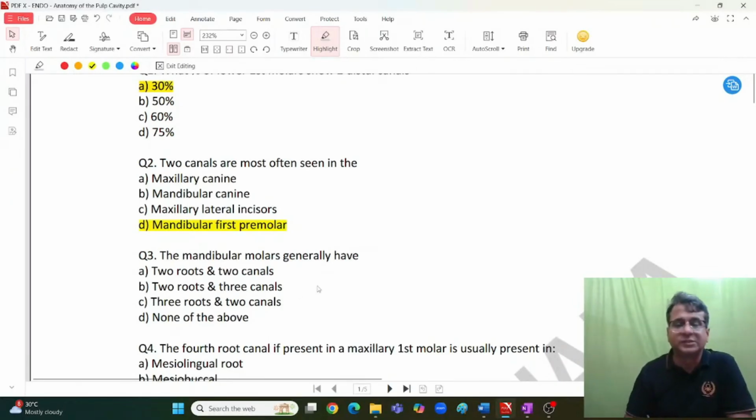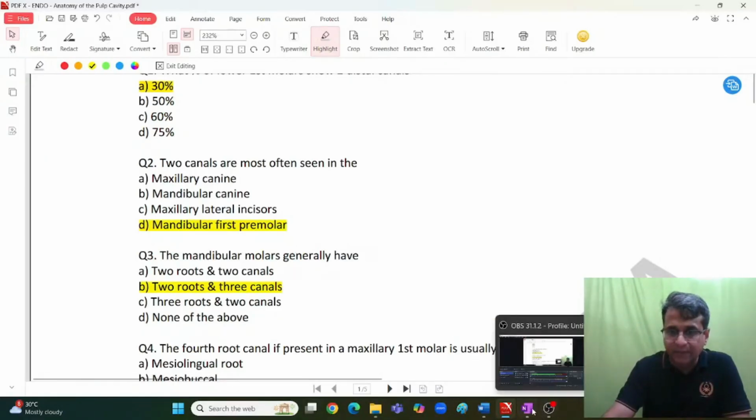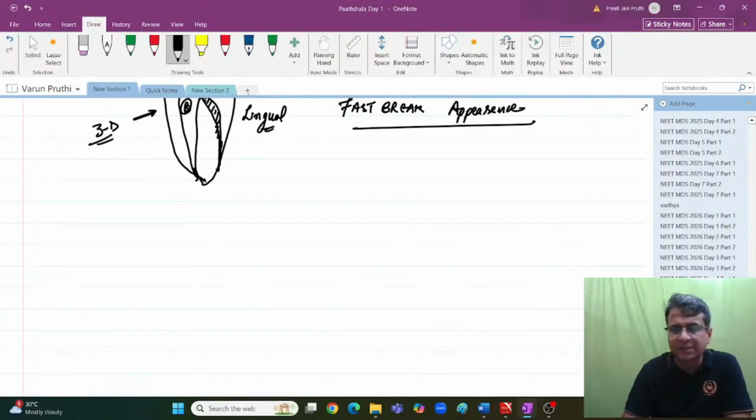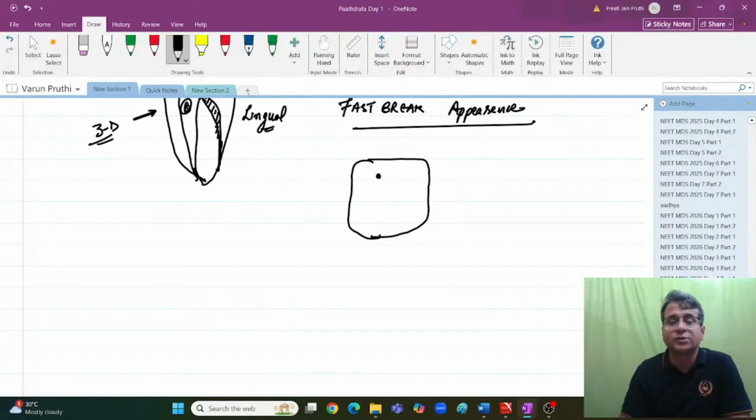So the mandibular molars generally have two roots and three canals. This is a simple thing. Mesial root is there, distal root is there. The mesial root will have two canals, mesiolingual and mesiobuccal. The distal root will have a single distal canal. But remember, students, I think this time only they have asked. Yes, this time only they have asked. There was a question on radix entomolaris.